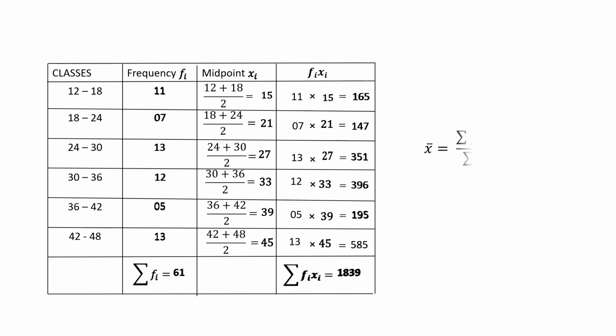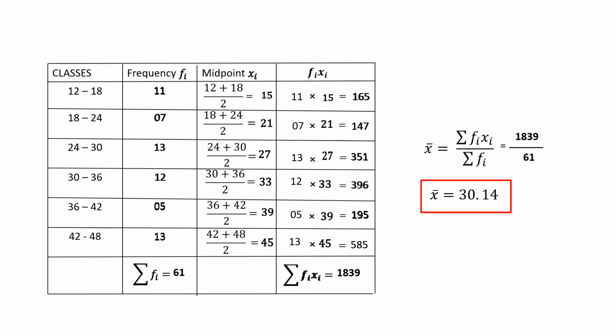So here x bar, which is the sum of the product of the frequency times the midpoints divided by the sum of the frequencies. When we substitute the values, we can say that x bar is equal to 1839 divided by 61. So x bar equals 30.14.